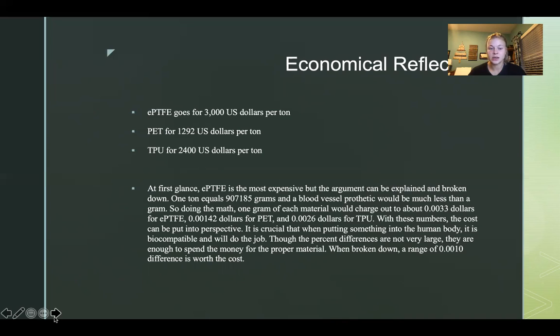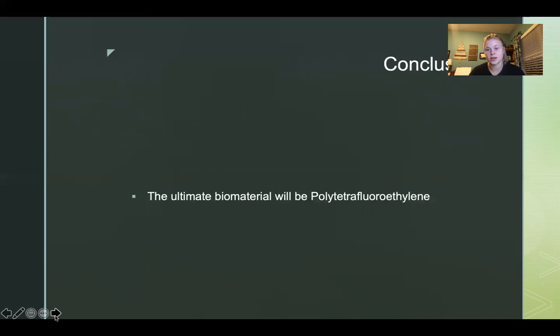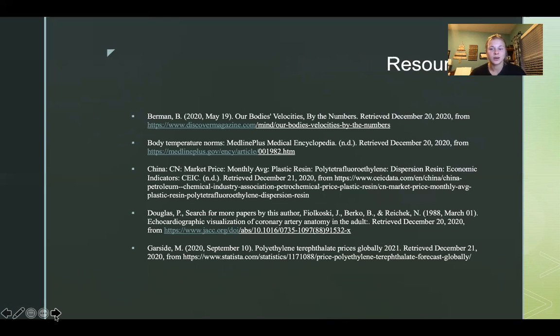And so with that being said, I think it is worth, when broken down in this manner, to spend the money for the PTFE. So in conclusion, with my analysis, I think the ultimate biomaterial I have studied was the polytetrafluoroethylene. I think it is the best material to use for an artificial blood vessel, and that will be what I use. And so here are my resources.